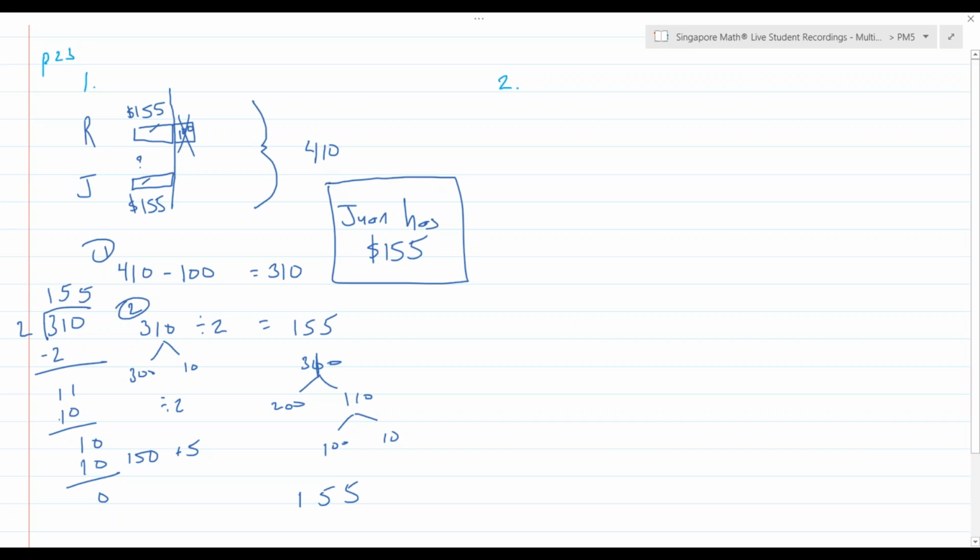It's always a good idea to check your work. Notice if Ryan has 155 and 100 more, he has $255. Juan has $155. If I add that together, I find out that they do indeed have a total of 410, and Ryan does have 100 more than Juan, which is exactly what the problem gave us as information. And so I'm really sure that I have the right answer.